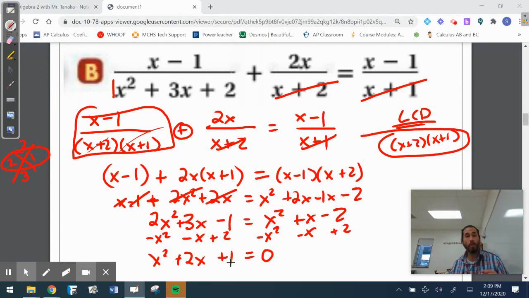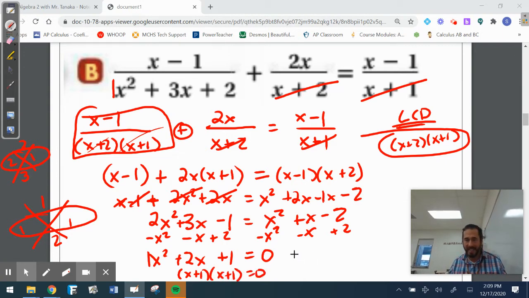Now, do you guys at home have any idea of how I solve this? How I finish it off? We got to factor that bad boy, right? There's a 1 and a 1. I can do it the super duper fast way. 1 times 1 is 1. Add them together, you get 2. So if I come over here, that's just going to be x plus 1, x plus 1 equals 0.